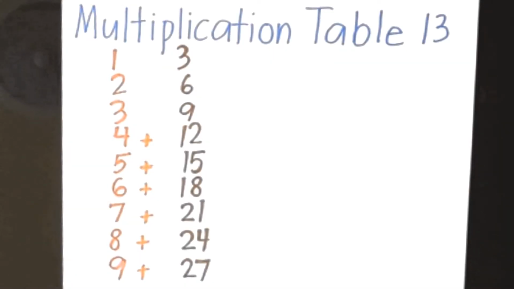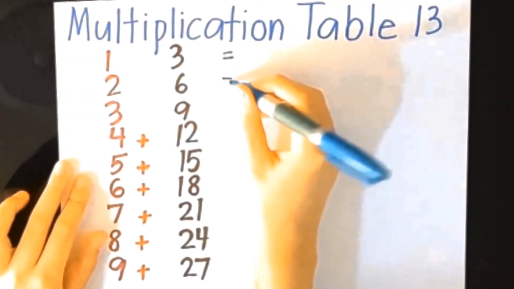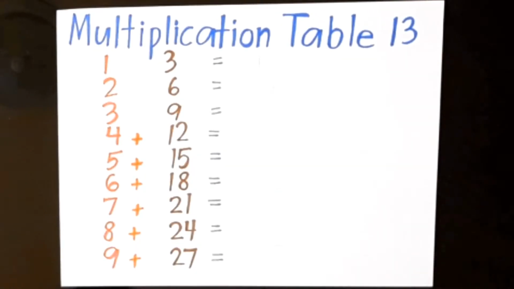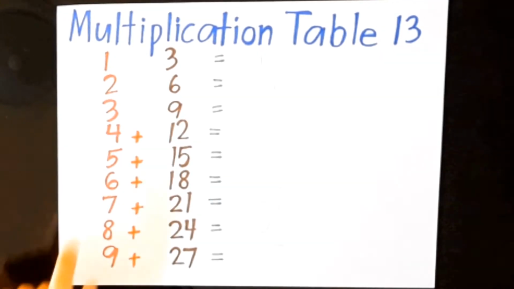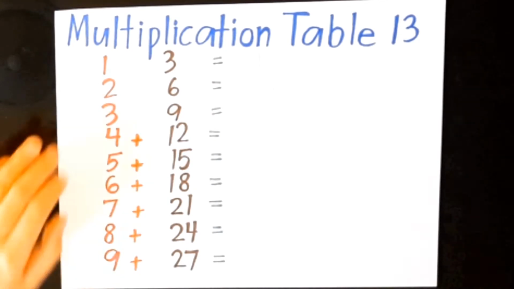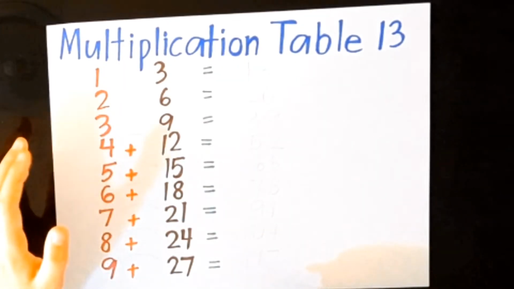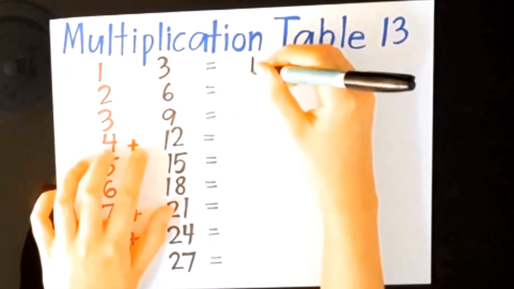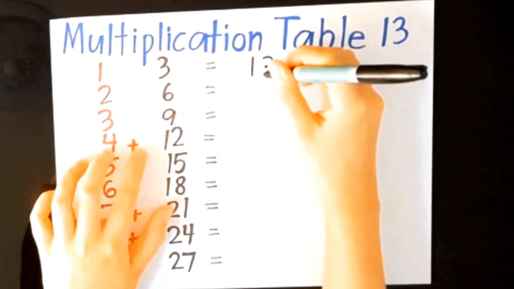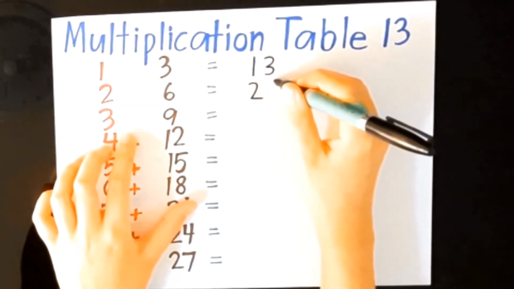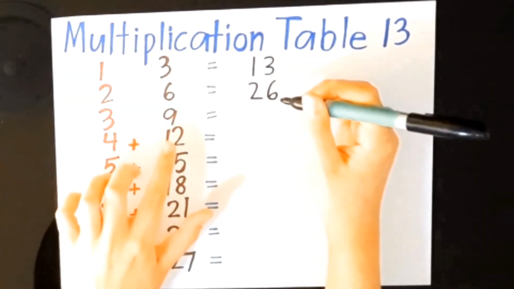Now let's put equal signs. Now for the sum of the numbers, just put this number and this number together. Do this for the first 3, like this. 1 and 3, that makes 13. 2 and 6, that's 26. And 3 and 9 is 39.